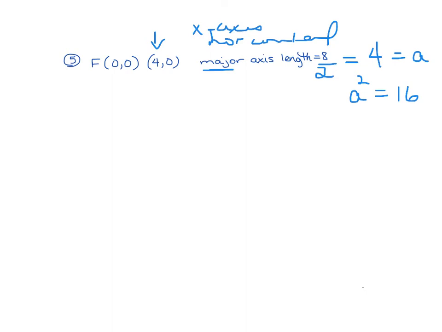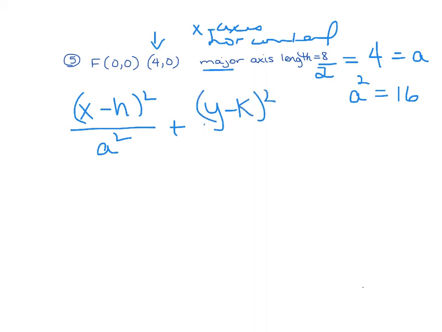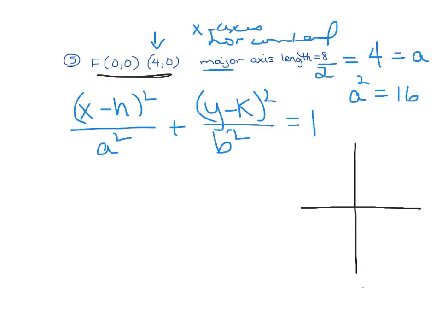So again, my equation is going to be x minus h squared. Because it's horizontal, the a squared is going under the x. Y minus k gets the b squared. And now I need to find the b squared. I found a squared. Again, I'm going to use my focus point and my center point. So let me go ahead and draw a picture here so I can find my center.